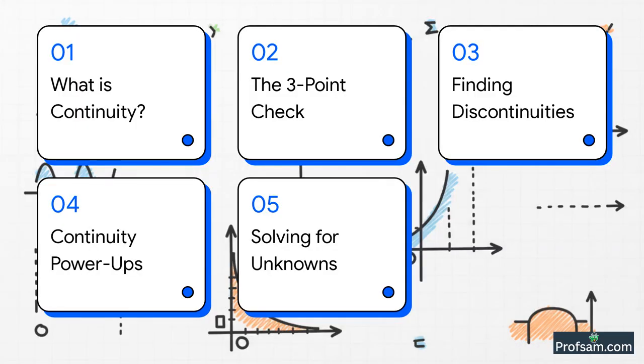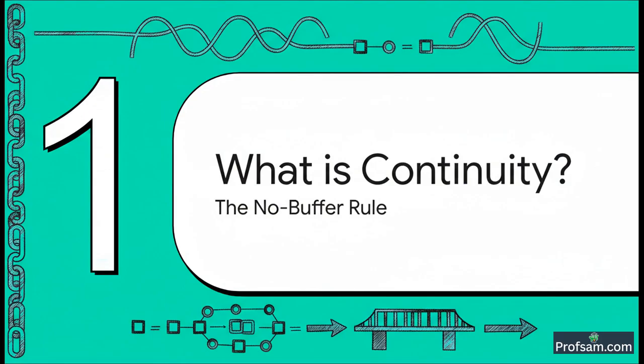Okay, here's our game plan for today. First, we'll get a real feel for what continuity actually is. Then we'll get our main tool, the 3-point check. After that, we'll go hunting for all the discontinuities, learn some cool shortcuts using theorems, and finally, we'll learn how to fix the glitches by solving for unknowns. It's a clear path to becoming a master of this topic. Right, first things first, what is this no buffer rule in math?